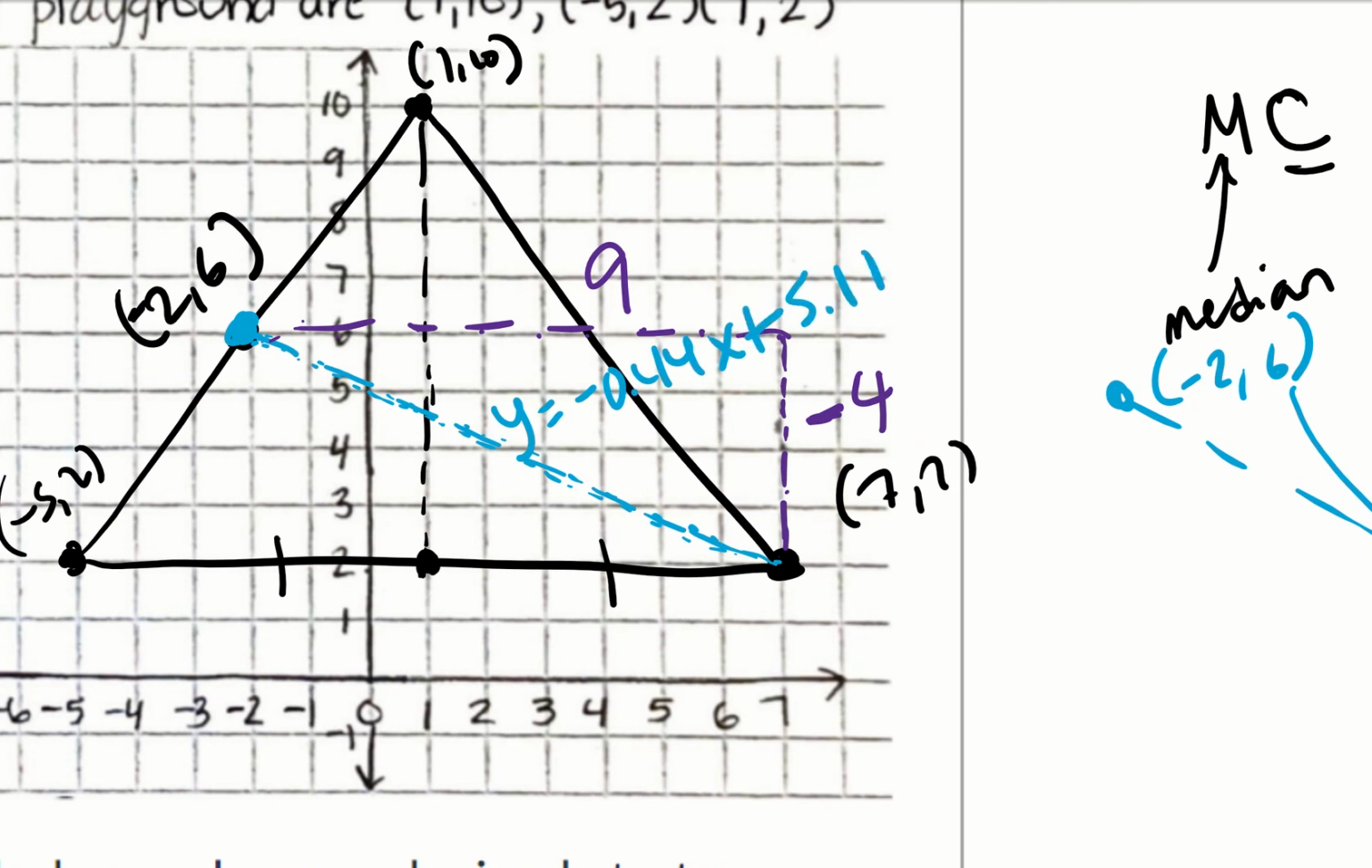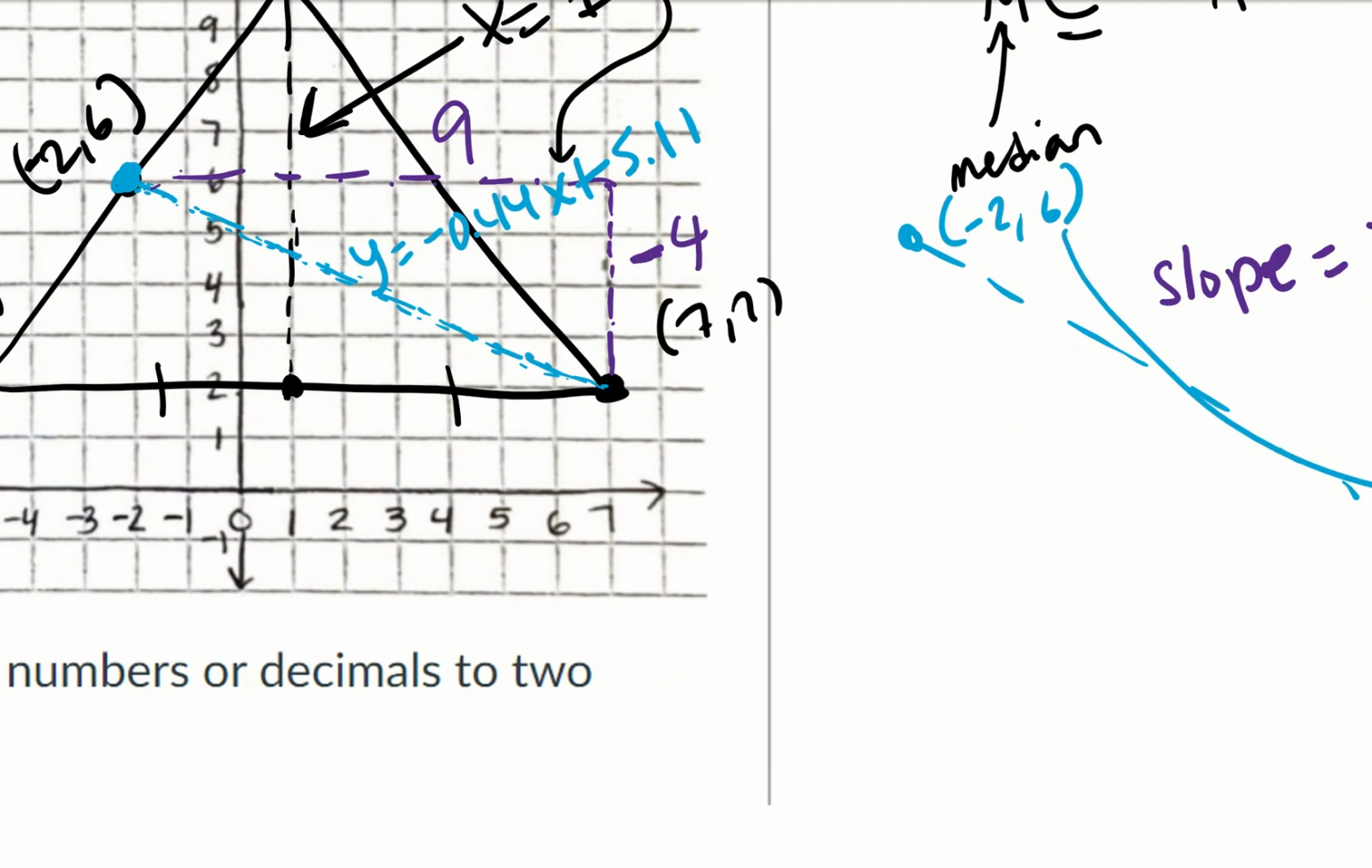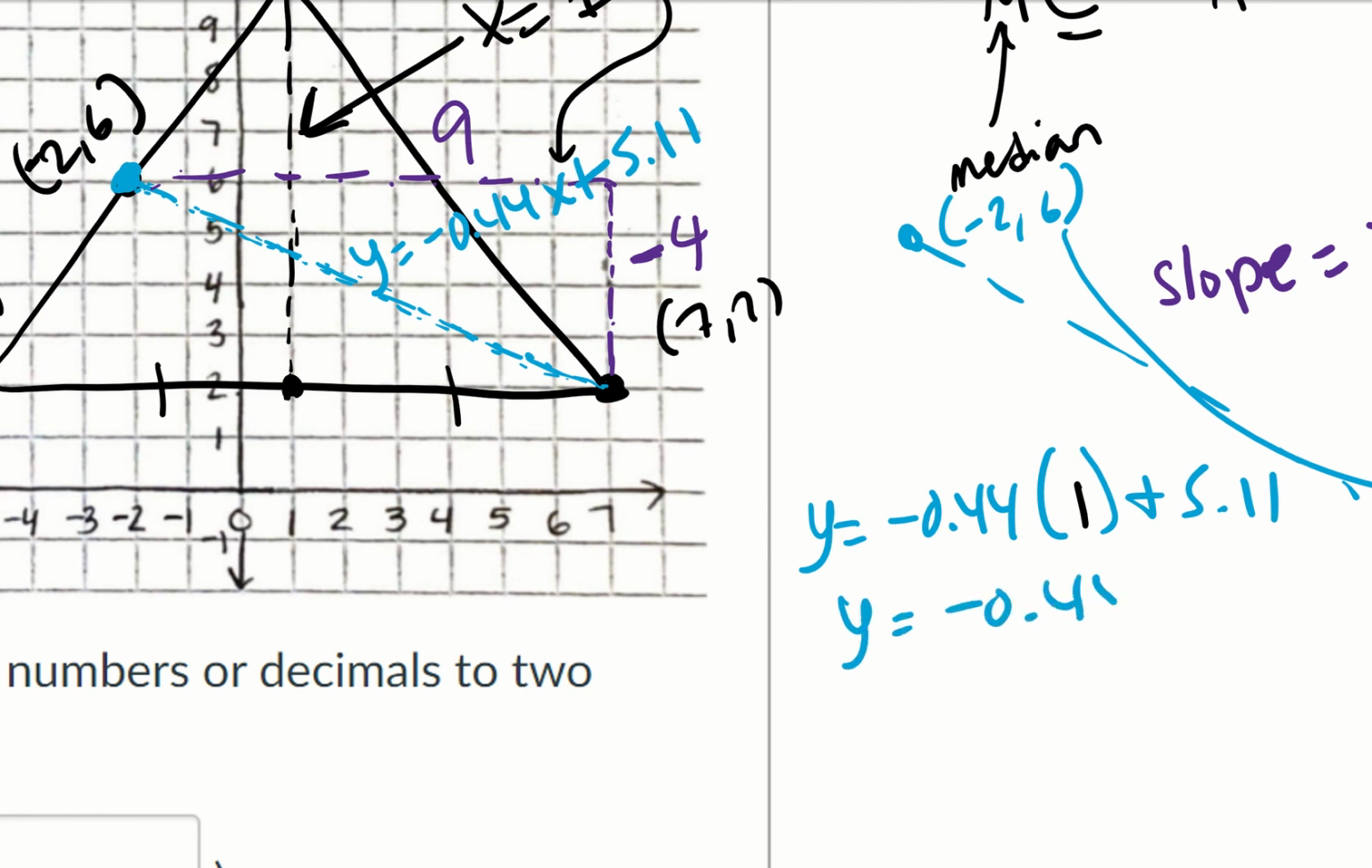And we know the equation of this black line, which is x equals 1. And so where they cross is where you're going to plug this into there. You're going to do a substitution. All right, so x equals 1 plugged into y. So y equals -0.44 times the x value of 1, which I'll color code, plus 5.11. So we got y equals negative 0.44 plus 5.11.